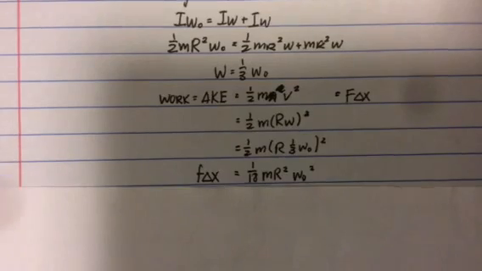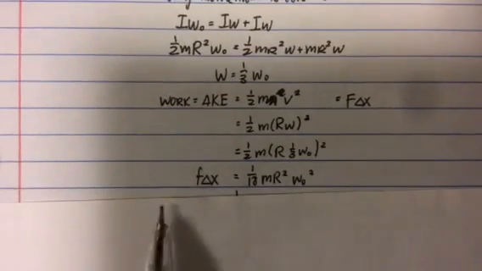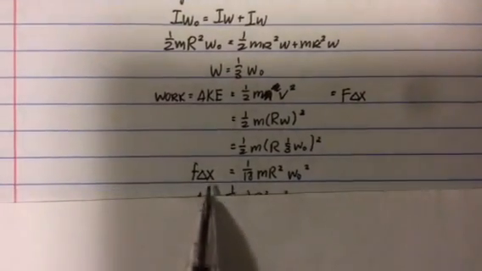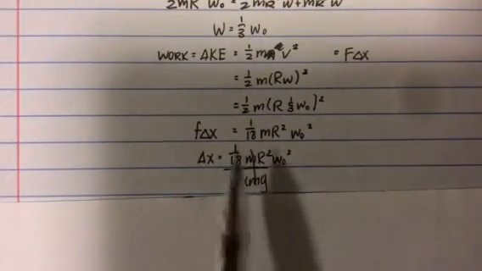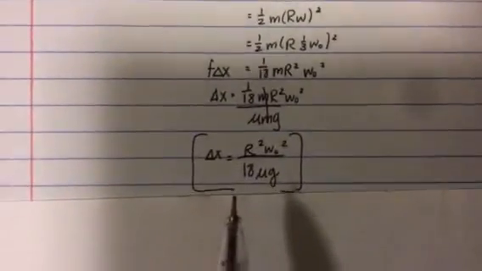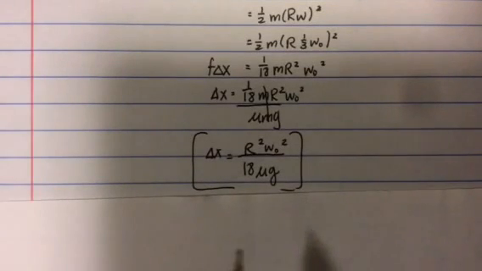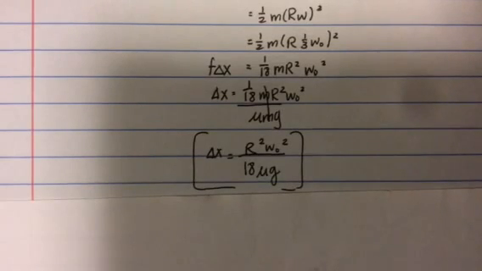And then we also know that it's force, which the only force is friction, times change in x. And we're going to solve for change in x, which if you simplify, you cross out the masses, and you get change in x equals r squared omega initial squared over 18 coefficient of friction times gravity.